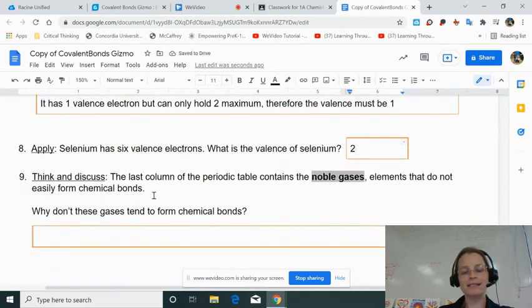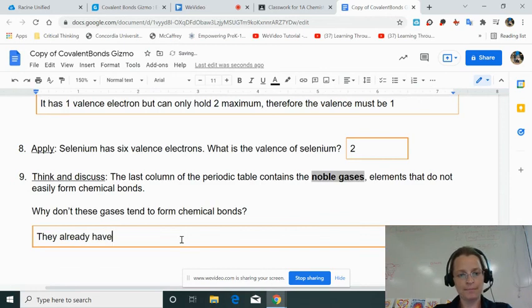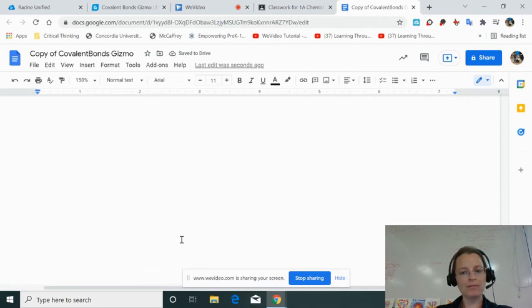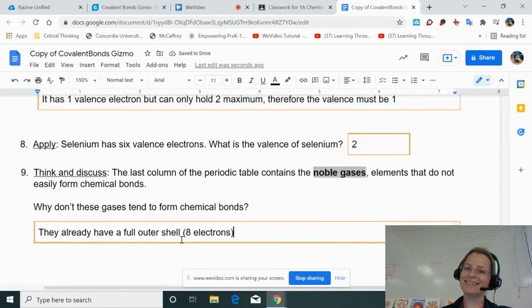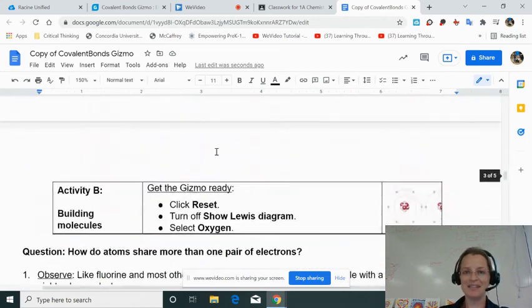So here we go. Noble gases, they don't form bonds. They already have 8 electrons. I'm going to say a full outer shell, and in parentheses, 8 electrons. Oh, that's it. Good job, guys. Good job.